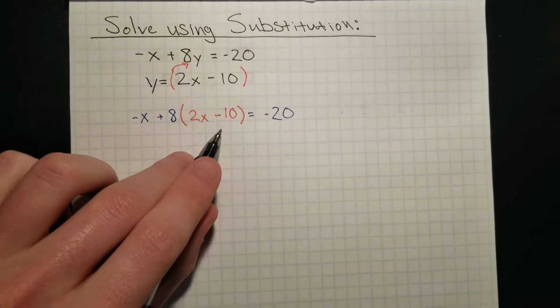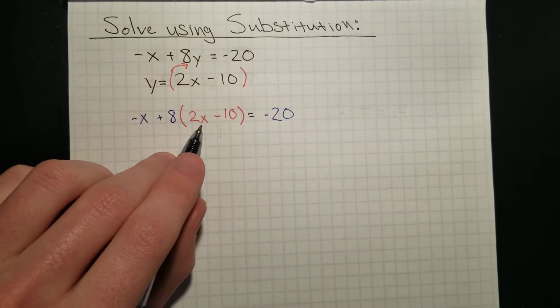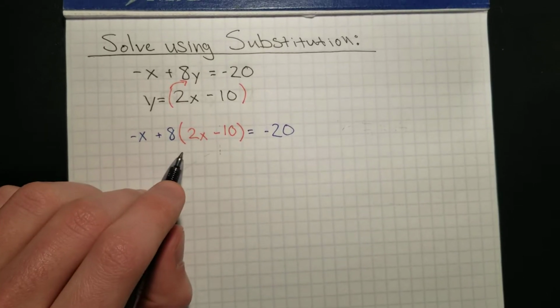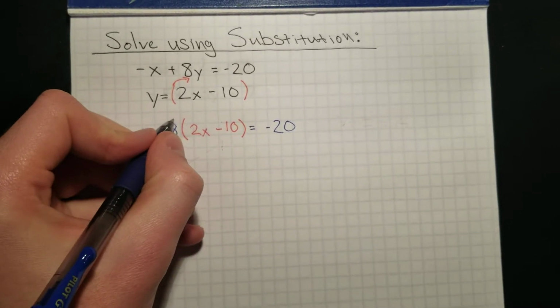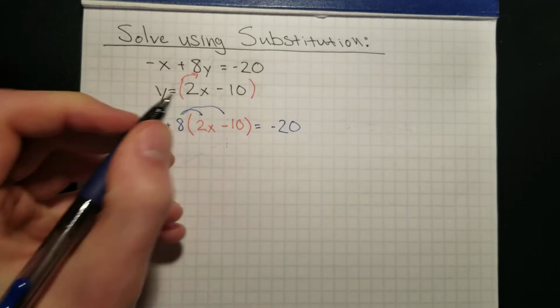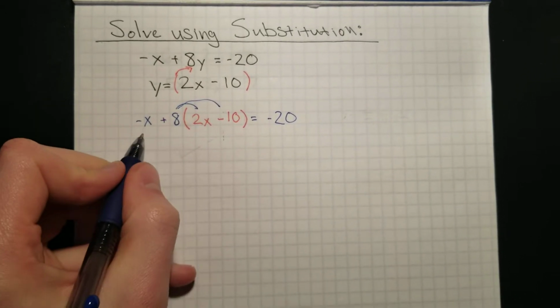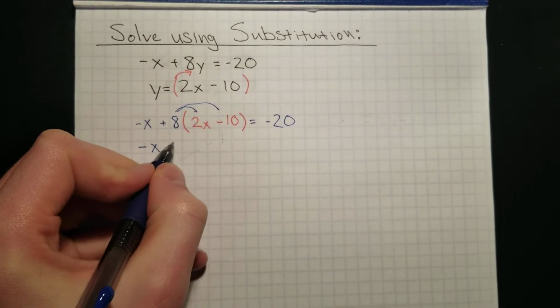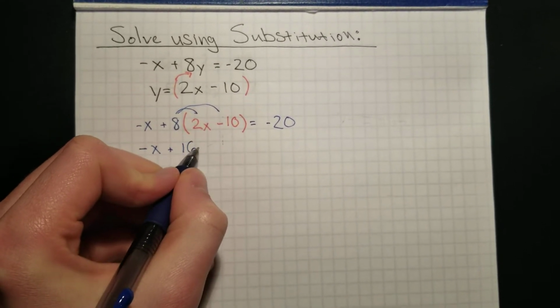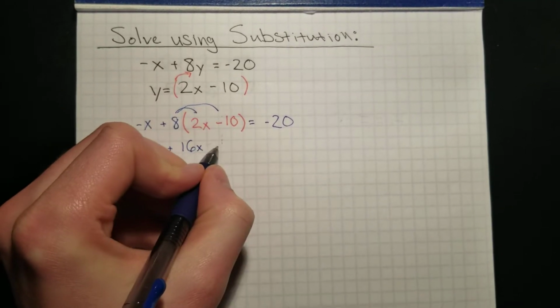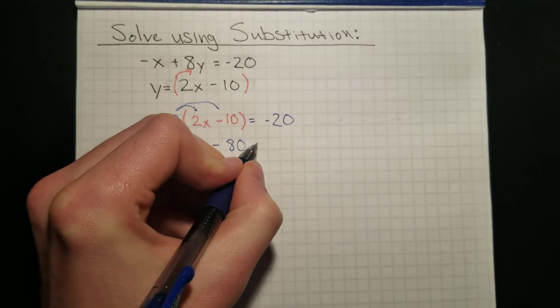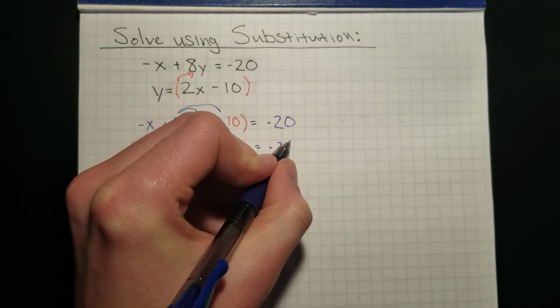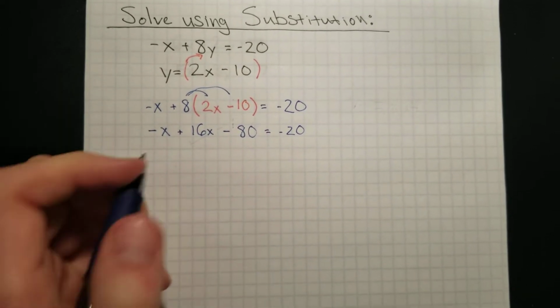Now, we only have one remaining variable here. We only have an x. So that means that we can just do some algebra to solve for that. All we have to do is start with distribution. So that gives us, we carry down our other term, -x. 8 times 2 is 16x. 8 times -10 is -80. And that is all equal to -20. So we have a new equation.